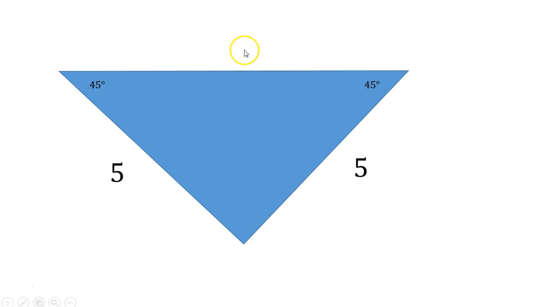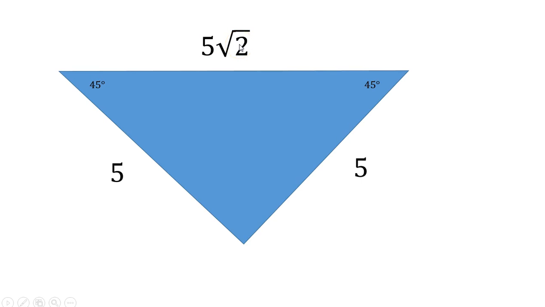Times the square root of 2. So the length of the hypotenuse is the length of one of the legs times the square root of 2. So we're just going to write that out: 5 times the square root of 2, and we're going to leave it. Square root of 2 is an irrational number. Not going to simplify that. We can't simplify it at all. So this length right here is 5 times the square root of 2.